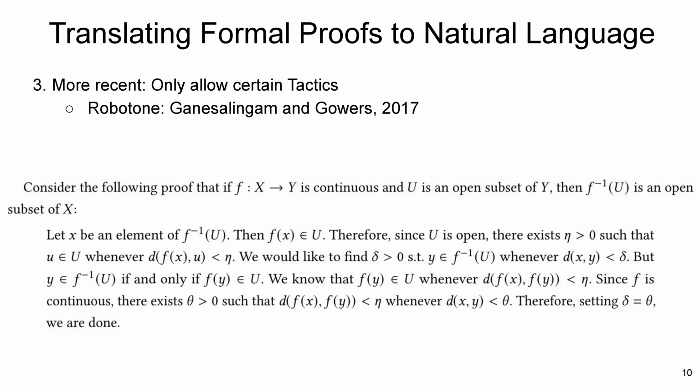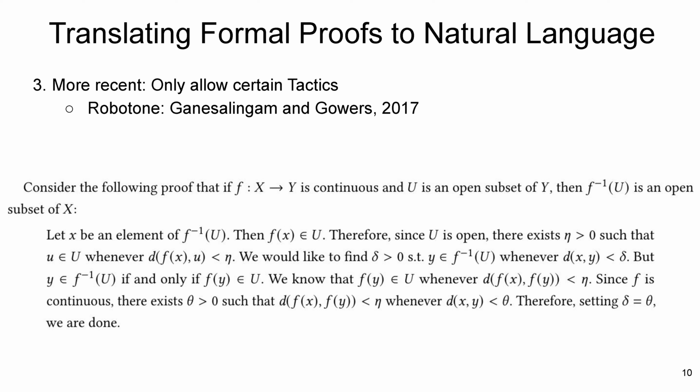More recently, Ganesalingam and Gowers took a completely different approach to solving the problem of generating natural language proofs. They decided that in order to generate really high quality natural language, what they needed to do was go all the way back to what tactics the prover is even allowed to use in the proof. Because oftentimes automated theorem provers will have tactics in them that manipulate proof terms in a way that a human wouldn't normally do if they were writing an informal proof by hand.